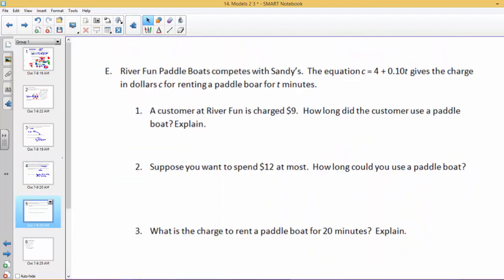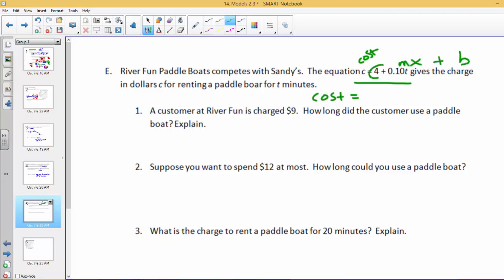All right, so River Fun Paddle Boats is in competition. So they are doing this equation. Cost, I'm going to rewrite this. And then I'm going to put mx plus b. I'm going to move this to the back so it's in the same form. So this is 10 cents per minute plus $4. It makes a lot more sense looking at it that way.